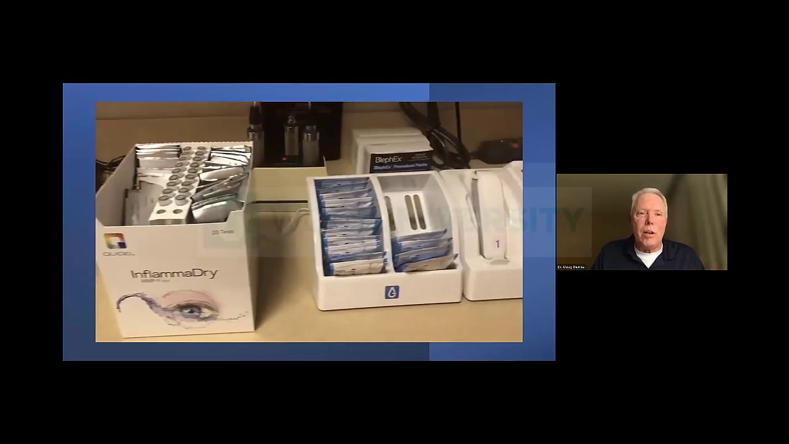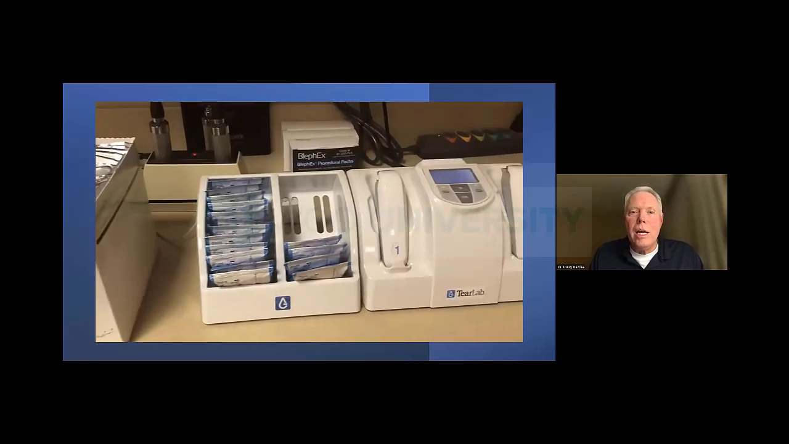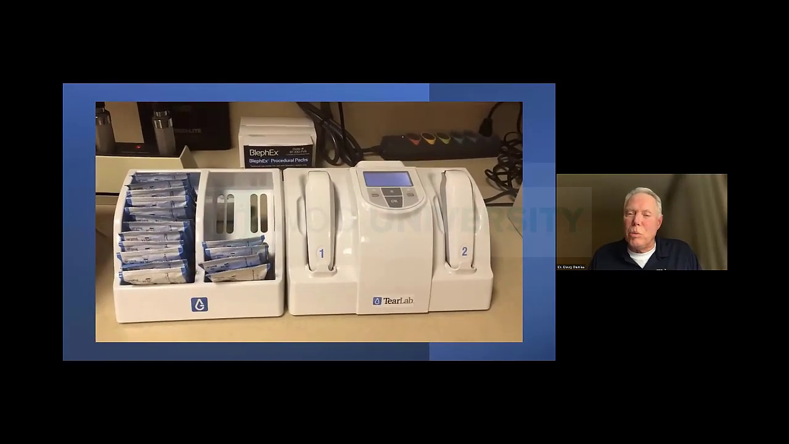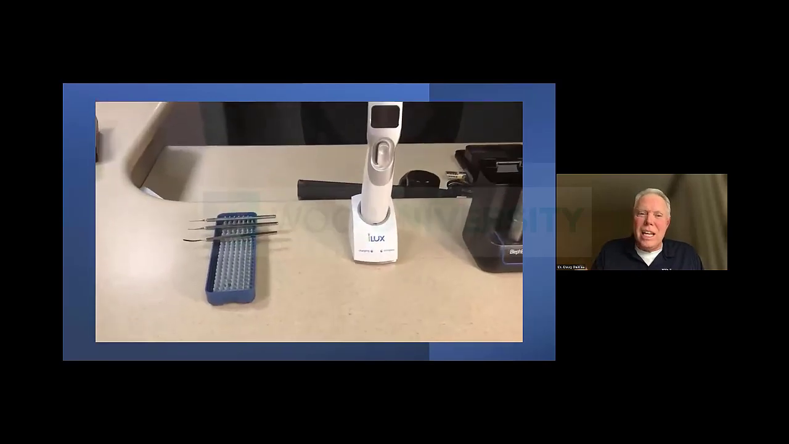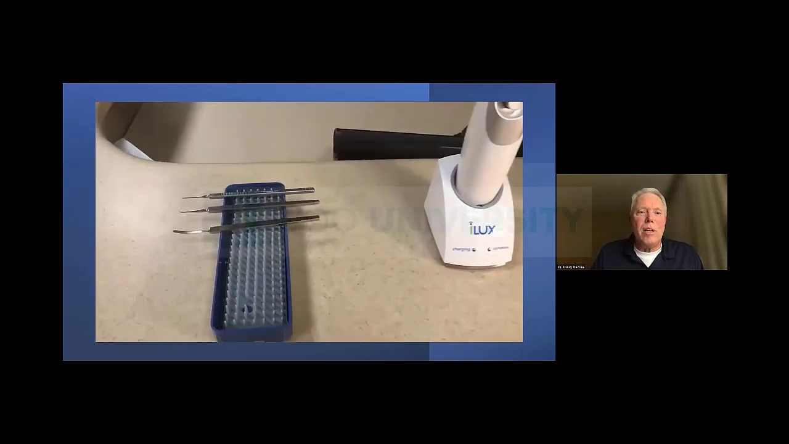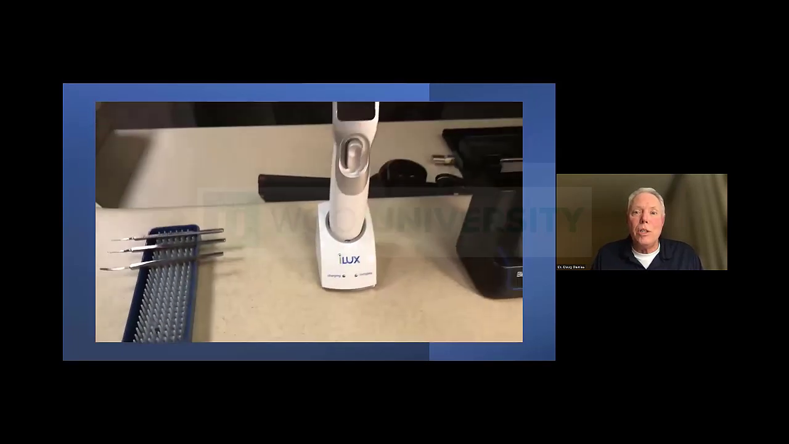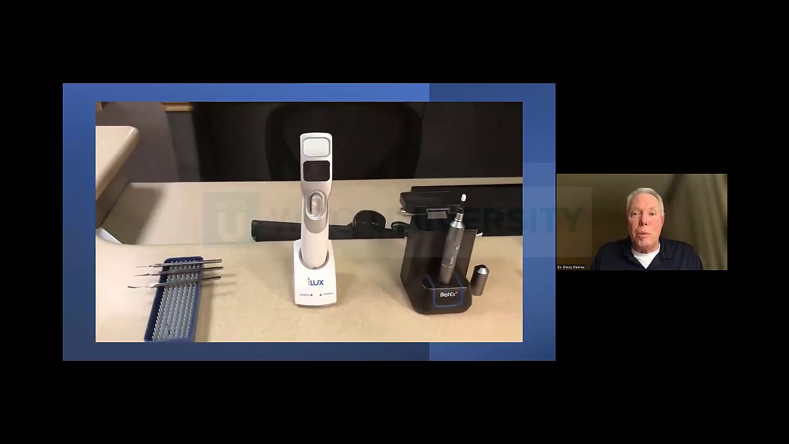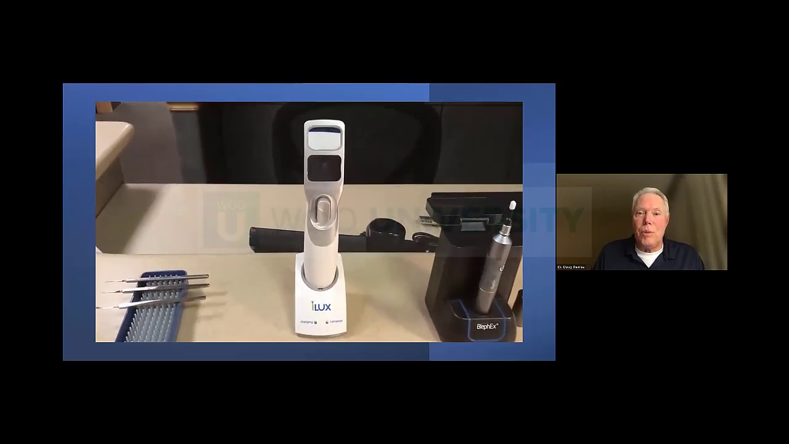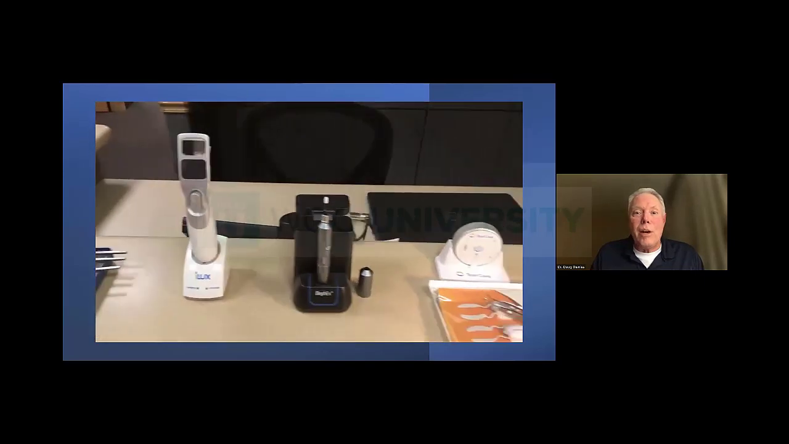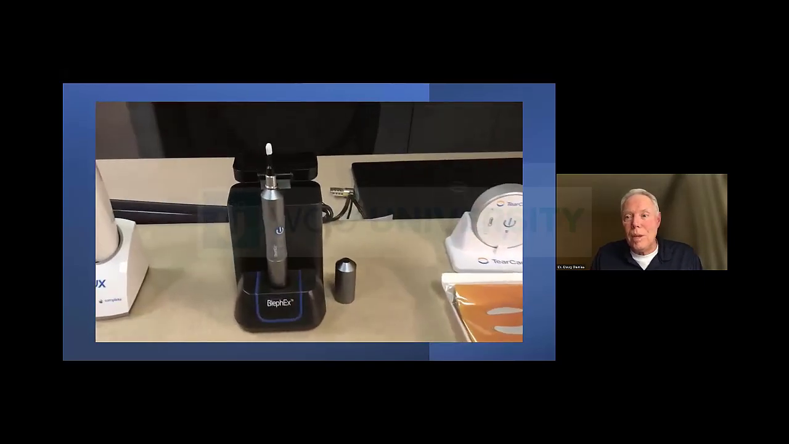Now, what we're going to do is take a look a little bit at some of the tools we have available. We see first the InflammaDry, and this is now a method of testing osmolarity, which we're going to talk about, the advancements in some of the treatments. We have debriders for the lid margins. We're looking at thermal pulsation, utilizing something like Alcon's iLux, and then microblepharal exfoliation.